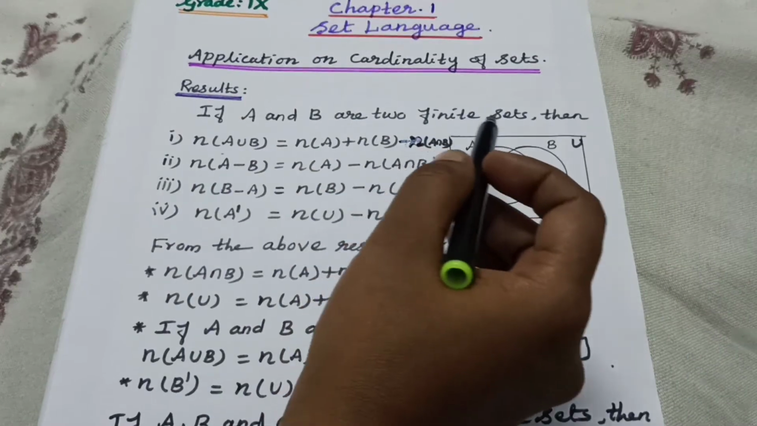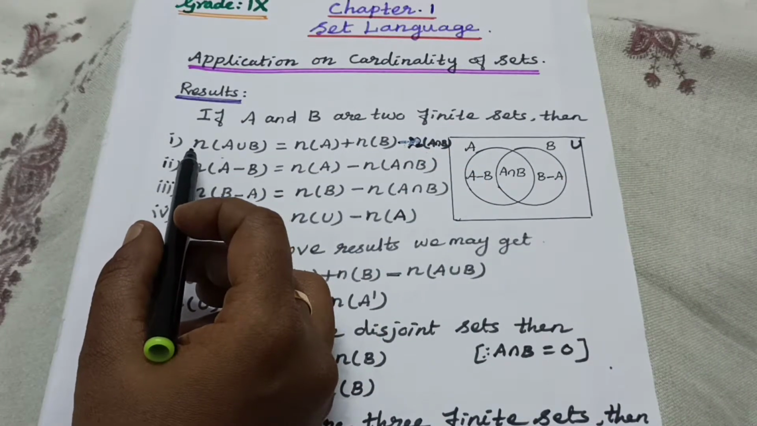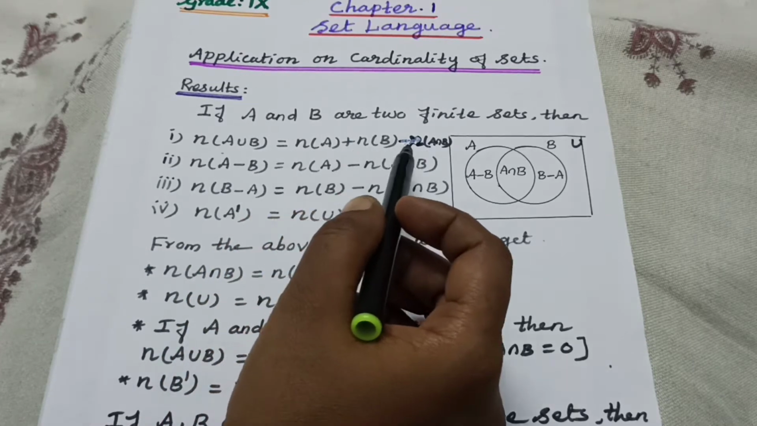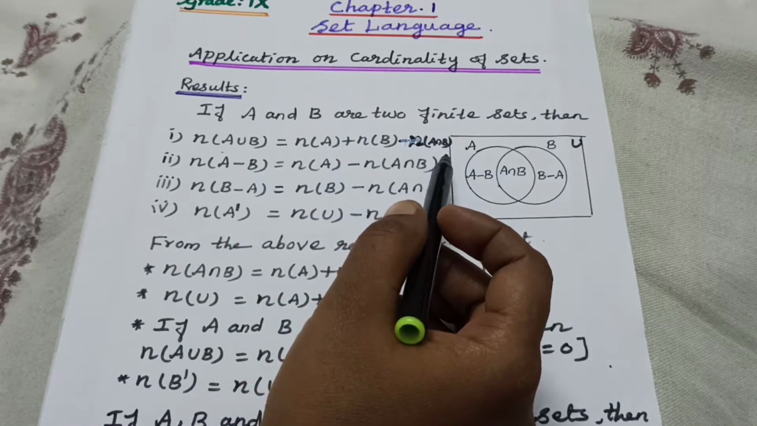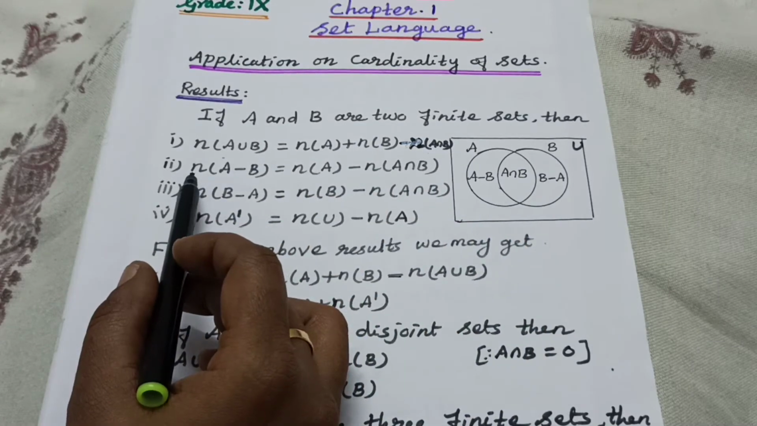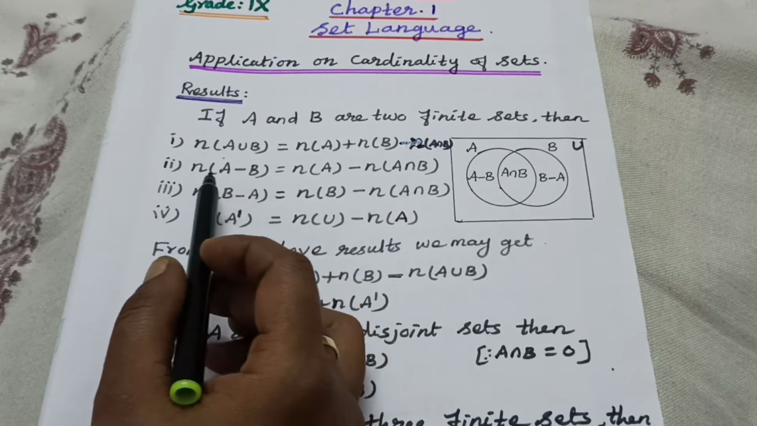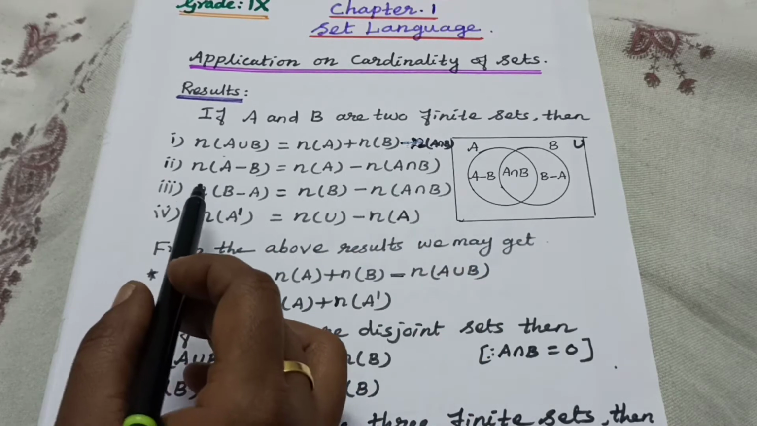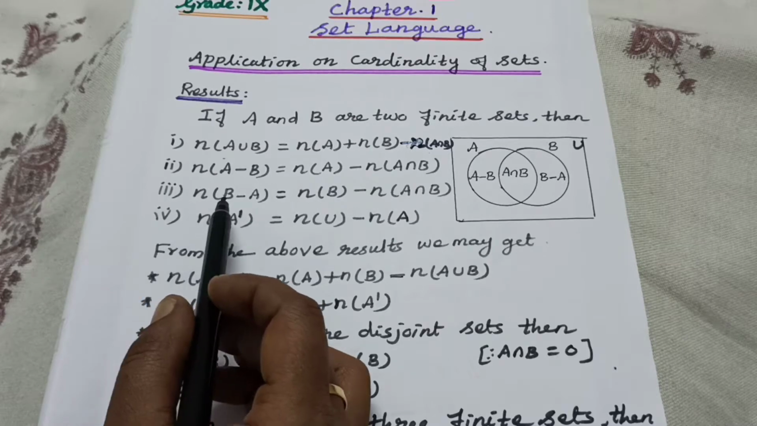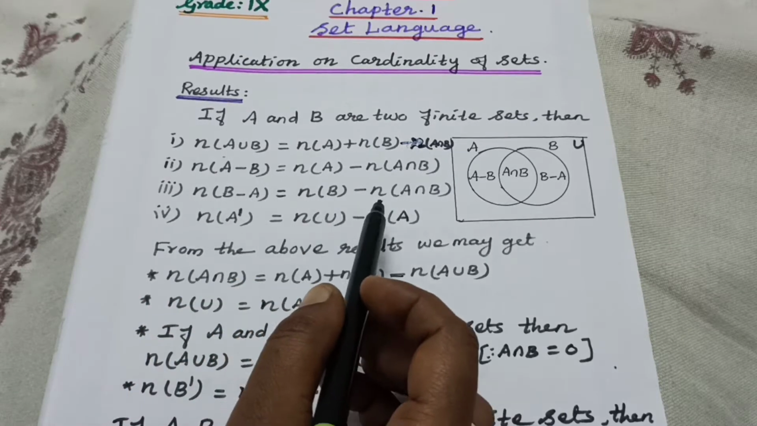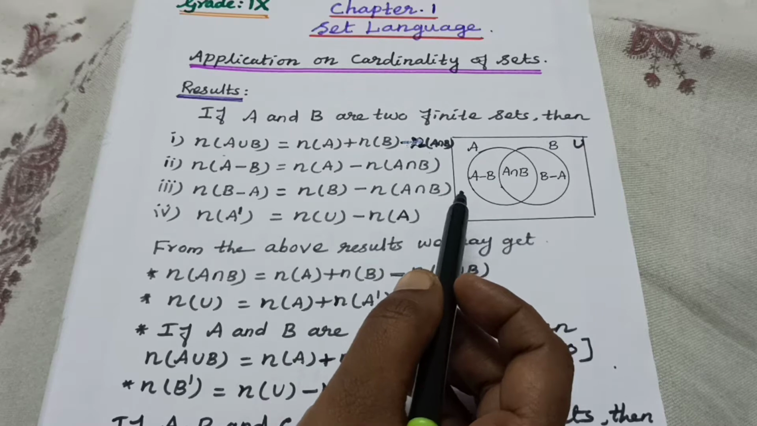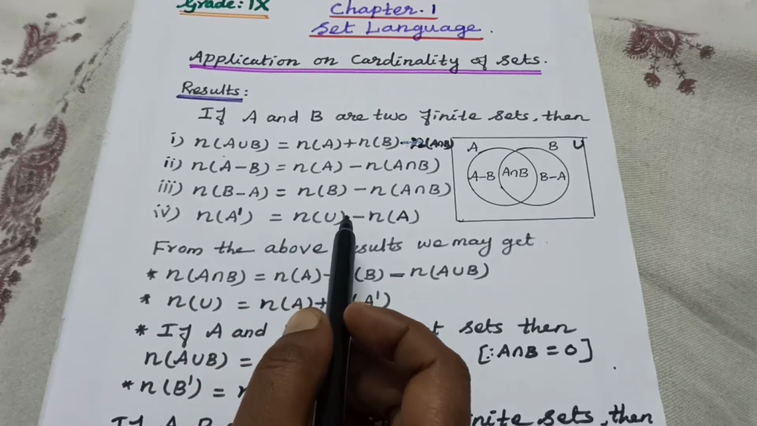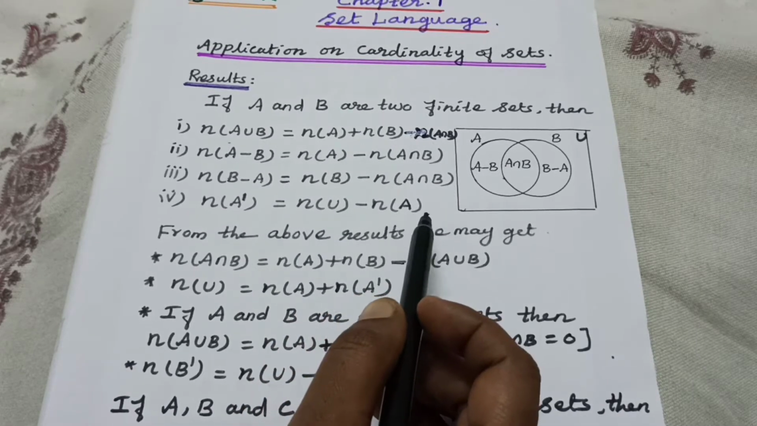If A and B are two finite sets, n of A union B is equal to n of A plus n of B minus n of A intersection B. Then n of A minus B, that means only A, this formula I should use. Then only B, that means n of B minus A is equal to n of B minus n of A intersection B. n of A dash is equal to n of universal set minus n of A.